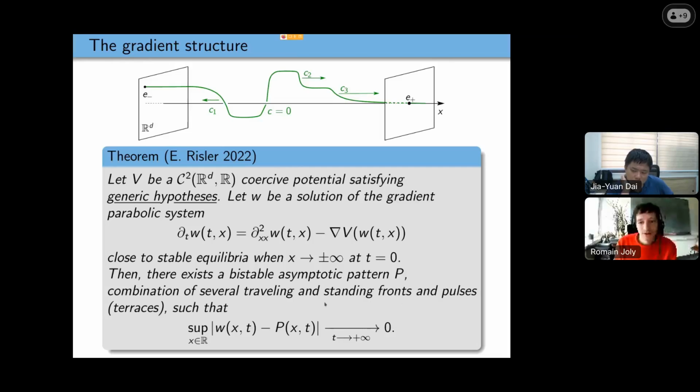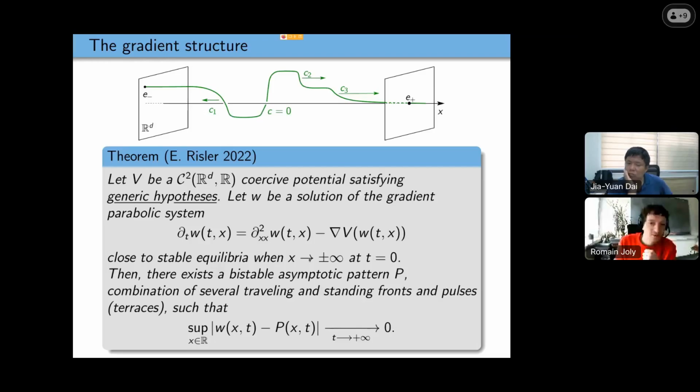It's complicated to describe this mathematically, but the picture is very easy to understand. When t goes to plus infinity, your solution will look as if there are fronts moving at different speeds. Of course, the front furthest to the right is the fastest front. Then you have slower fronts moving to the right. Then you may see standing pulses, standing structures, and then you also have fronts going to the left. So after some time, you really see this kind of pattern appearing in the PDE.